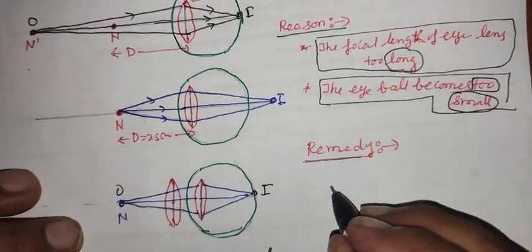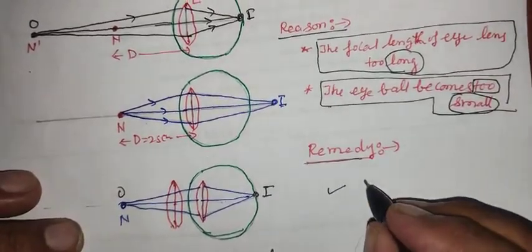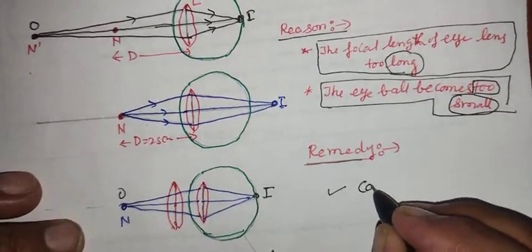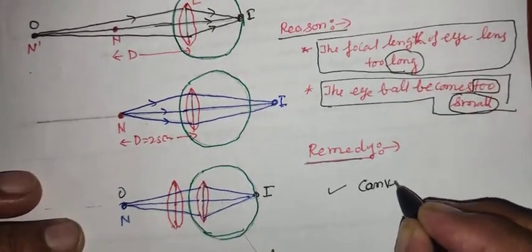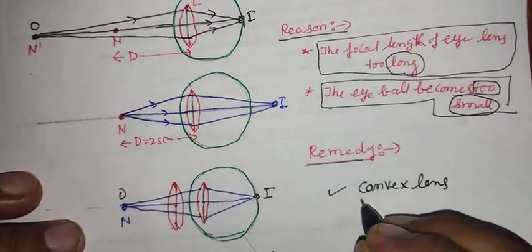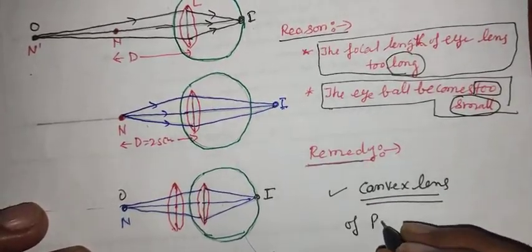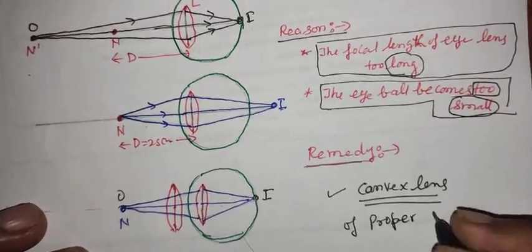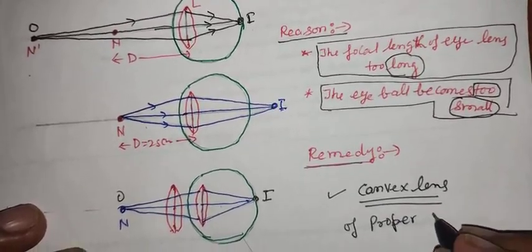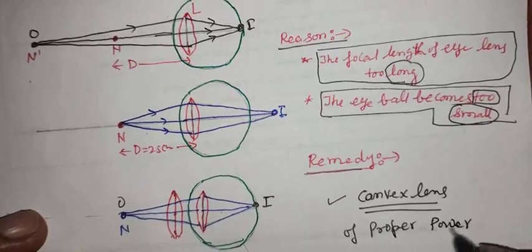So the remedy is to use a glass of convex lens of proper power or focal length.